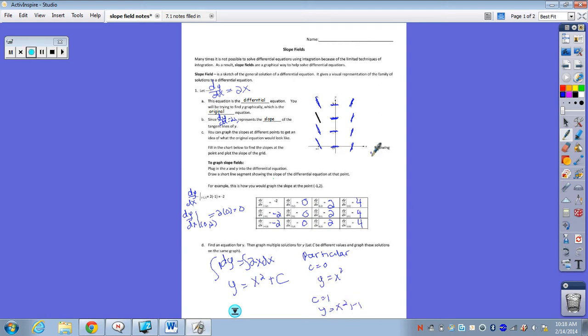And then if we graph different ones, I do that in different colors. So at 0, I'd have 0, 1. And if I graph it, I follow along the slopes pretty much. And I should get the graph of x squared. And if c is 1, then I would get the graph up here. Okay, and if c was 2, then it would be up here. So what this shows is the family of solutions. So a slope field shows a general solution for an integration.